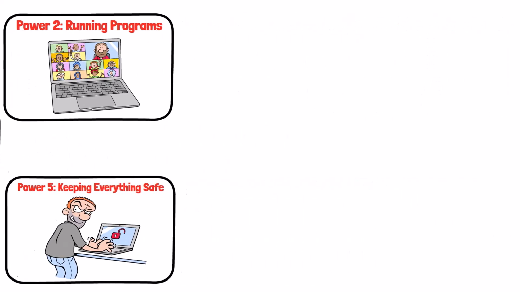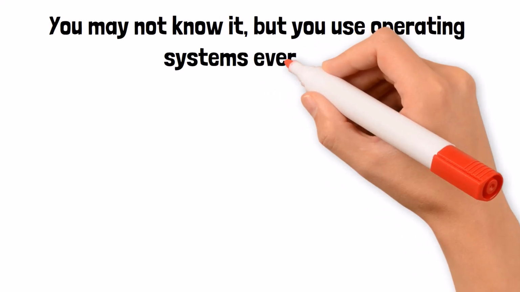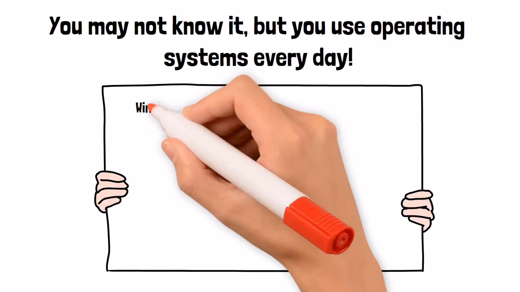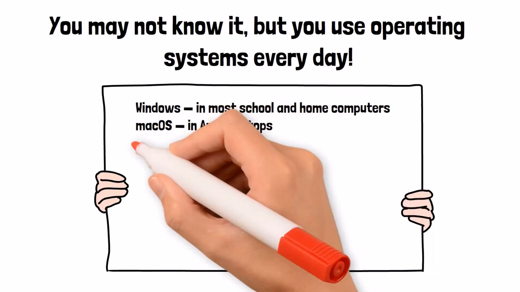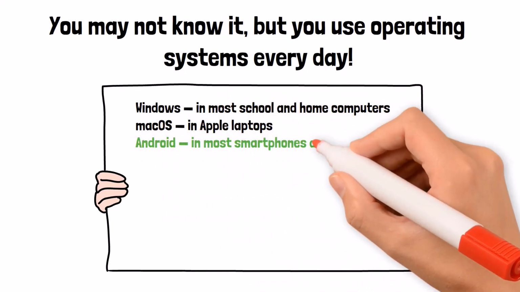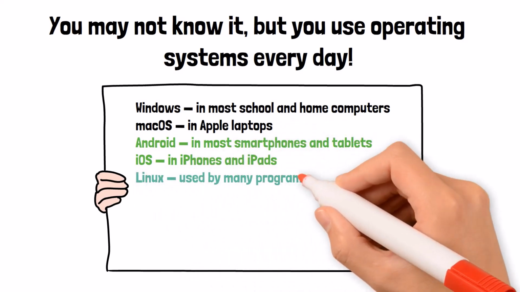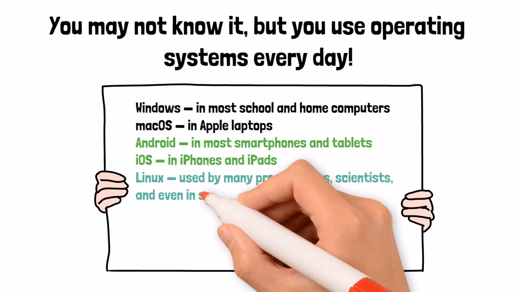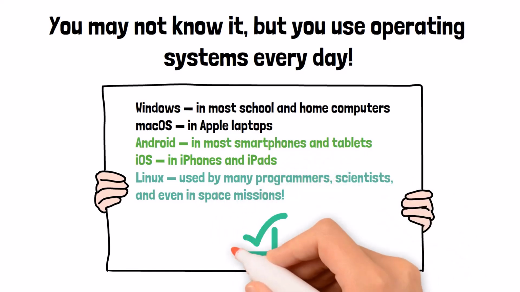Real-life examples of operating systems. You may not know it, but you use operating systems every day. Windows in most school and home computers, macOS in Apple laptops, Android in most smartphones and tablets, iOS in iPhones and iPads, Linux, used by many programmers, scientists, and even in space missions. Each OS looks a bit different, but they all do the same basic jobs.